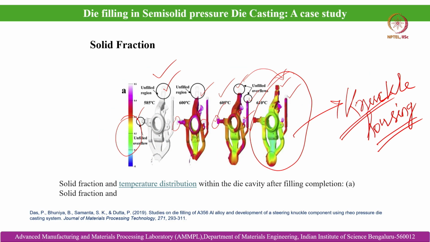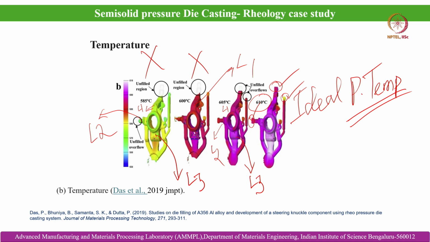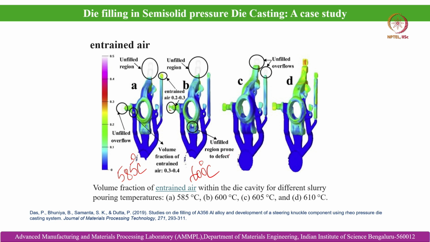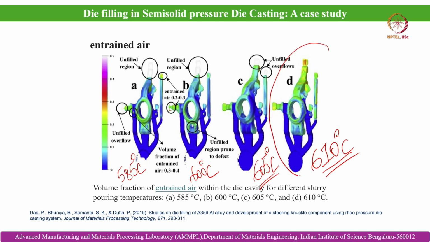From here one thing is very clear, as we have seen in the earlier contours of solid fraction and temperature distribution: the defect at leg 3 of the component, that means the knuckle housing, is clearly evident from this contour. This is the unfilled region prone to defect, which discards 600 degree centigrade as well. In case of 605 and 610 degree centigrade, the entrained air distribution is quite similar to what we observed in solid fraction as well as temperature distribution. So the entrained air volume fraction distribution also qualifies 610 degree centigrade as the ideal pouring temperature for Rheo die casting filling of the A356 melt to develop this 3-legged knuckle housing.